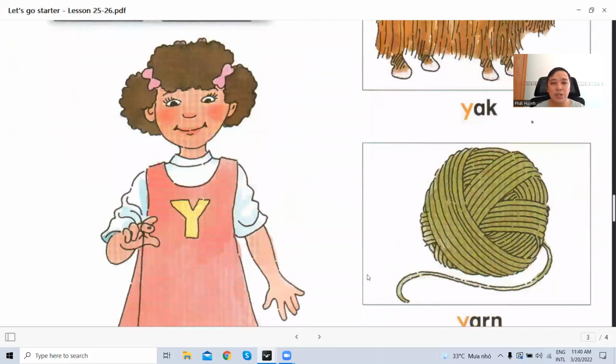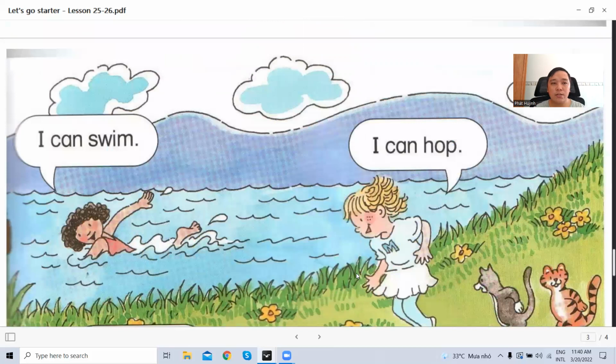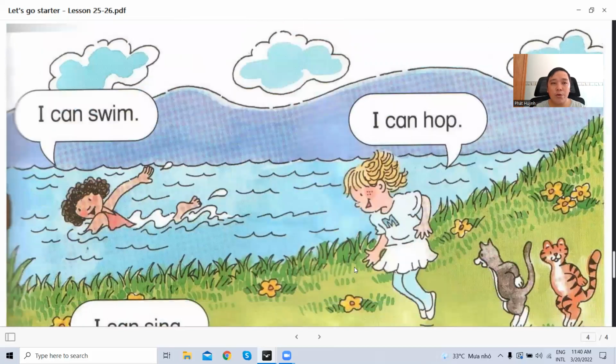Wow, this sounds interesting, right? Hay phải không các em? Đúng rồi, rất là hay. Now we move to the second part. In this second part, we are going to learn how to say I can, I can. And this is the continued lesson of the previous lesson.